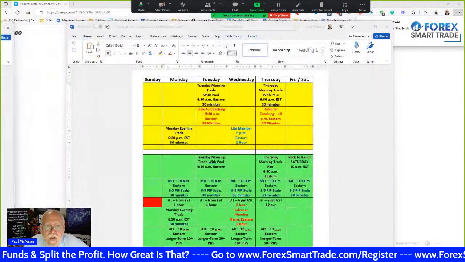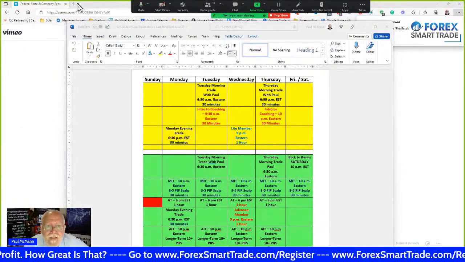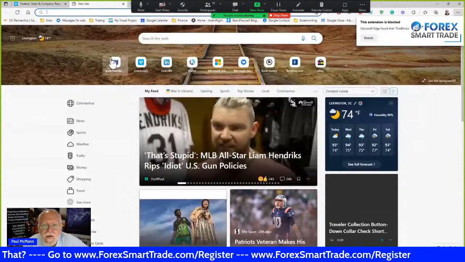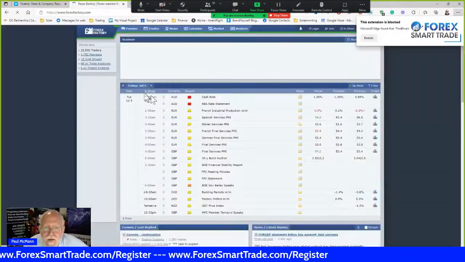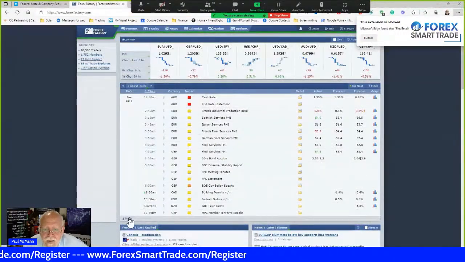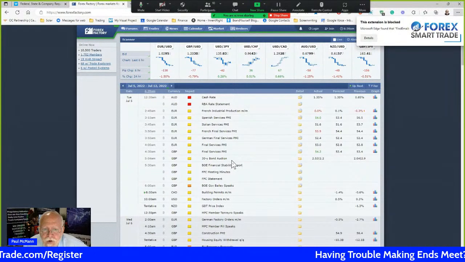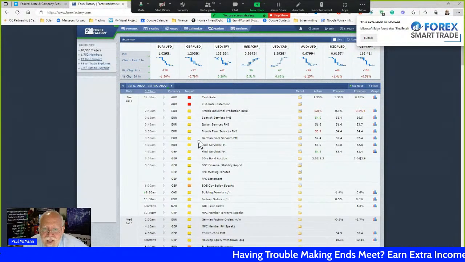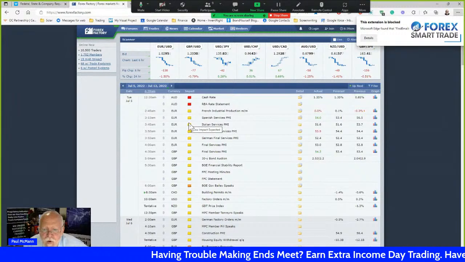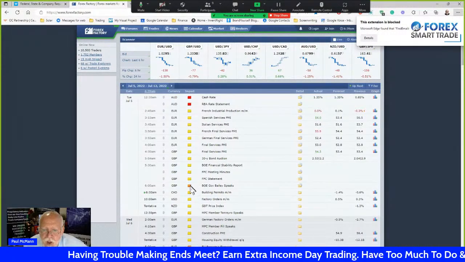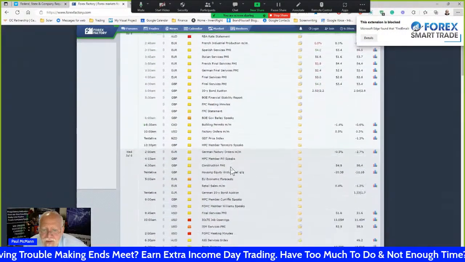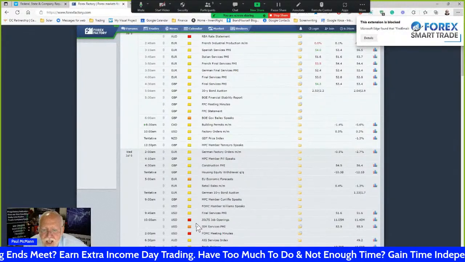And let's take a look at what we've got here. Forex Factory breaks down news into three categories: yellow, which is low impact; orange, which is medium impact; and red, which is high impact.